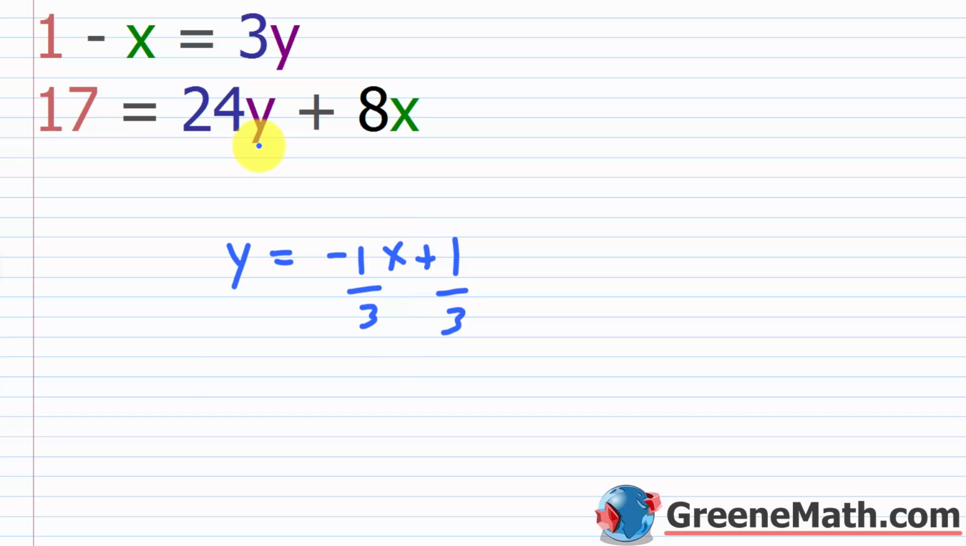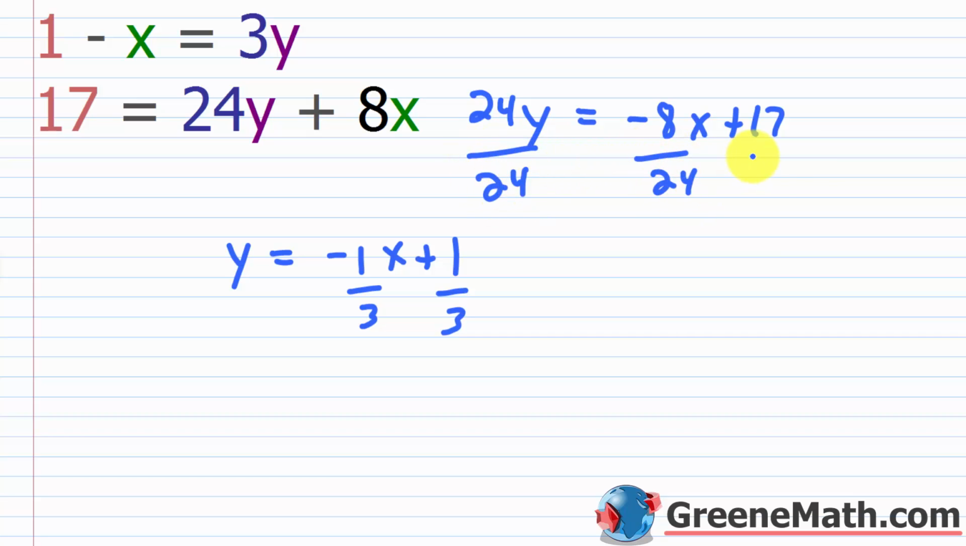For this one, let me write this as 24y equal to negative 8x plus 17. I'm going to divide everything by 24. And you can already see that you have the same slope, right? Negative 8 over 24 is negative 1/3. And then 17 over 24, you can't simplify that, but you don't need to because you can see that this slope and this slope are the same.